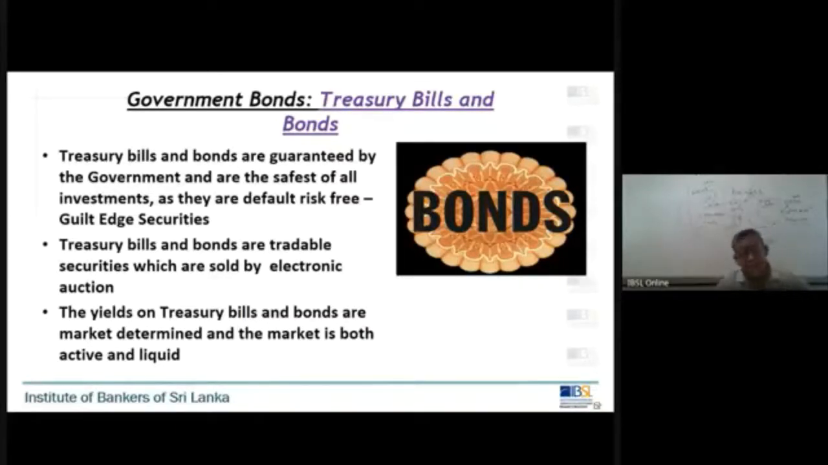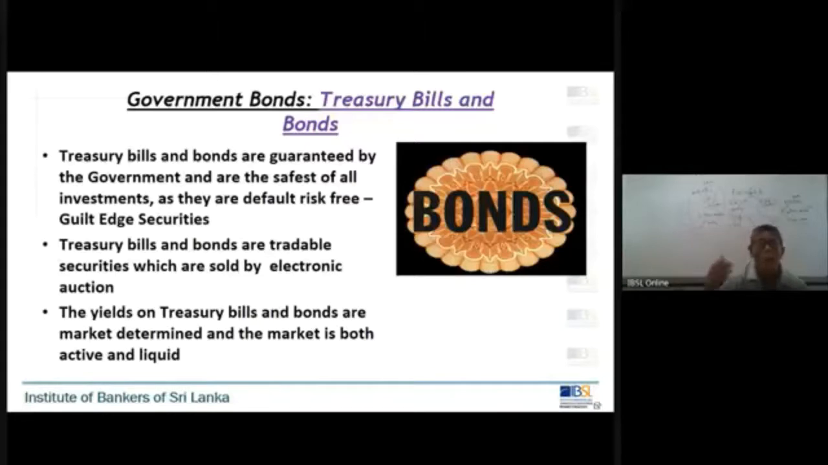Then remember, another important thing. Who sells the treasury bills and treasury bonds? The Central Bank of Sri Lanka, on behalf of the government. So who issues these treasury bills and treasury bonds? Those treasury bills and bonds are issued by the Central Bank of Sri Lanka on behalf of the government of Sri Lanka.